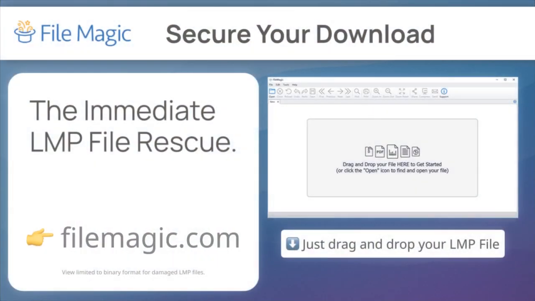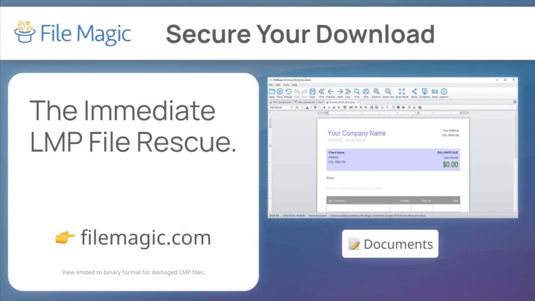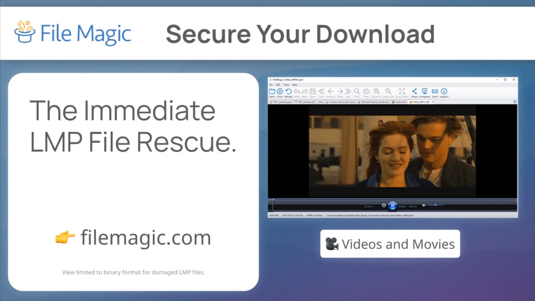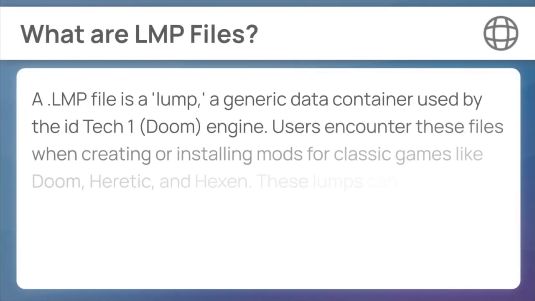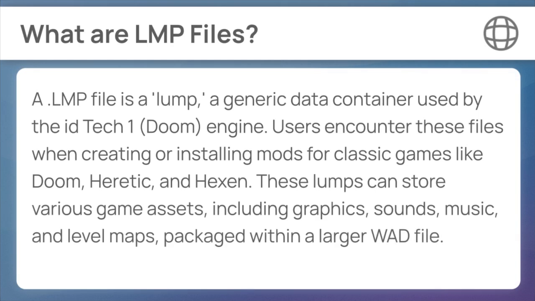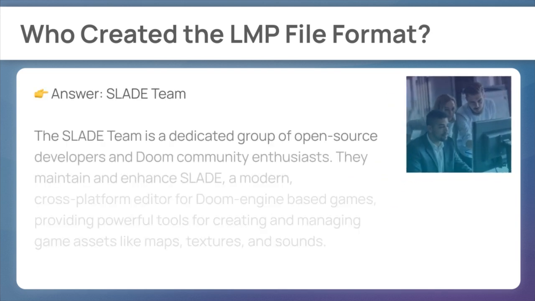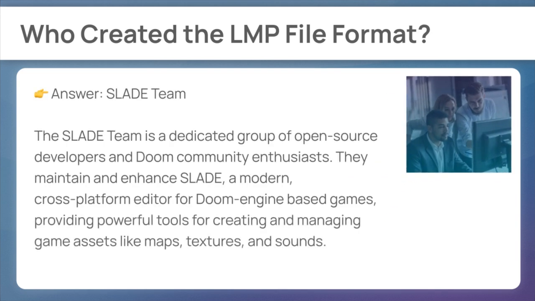If the standard fixes fail, I have a plan B, a proprietary technique that almost always works on stubborn LMP files. A LMP file is a lump, a generic data container used by the id Tech 1 Doom engine. Users encounter these files when creating or installing mods for classic games like Doom, Heretic, and Hexen. These lumps can store various game assets, including graphics, sounds, music, and level maps, packaged within a larger WAD file.